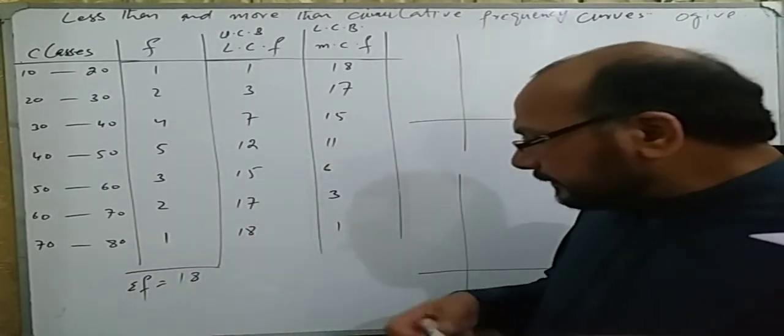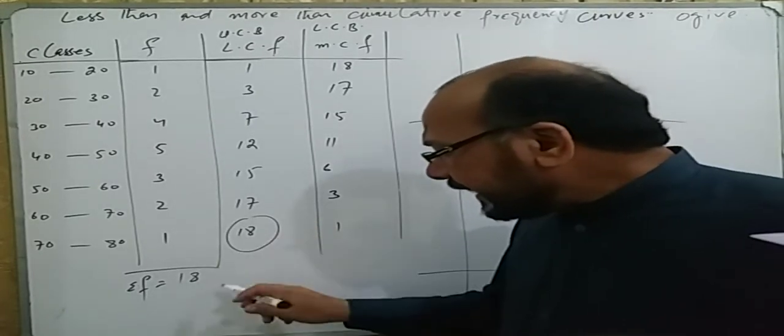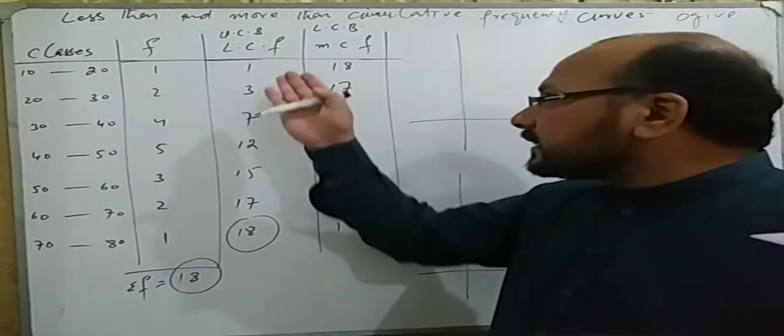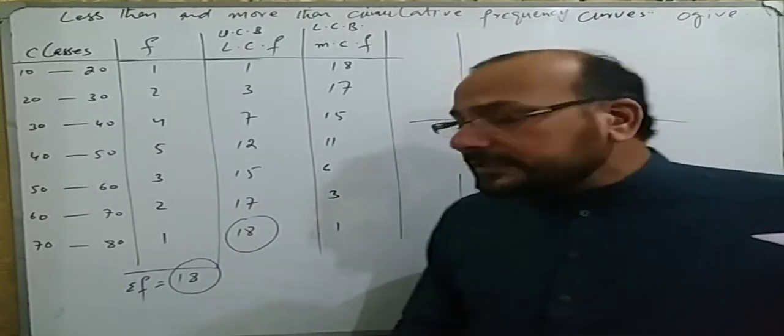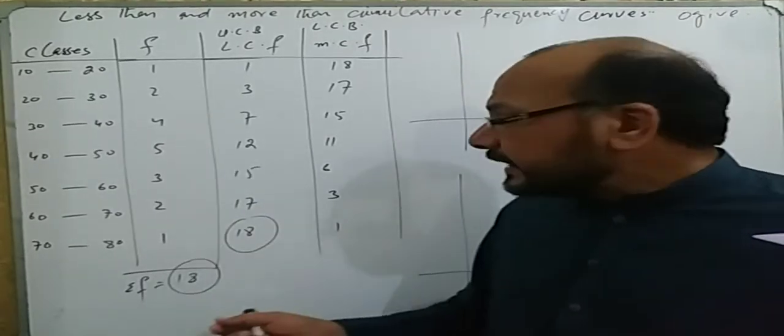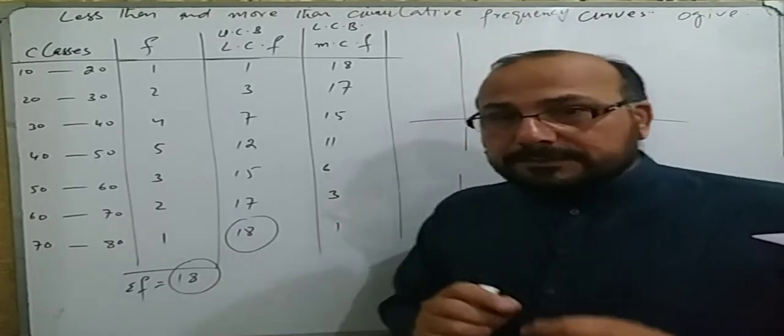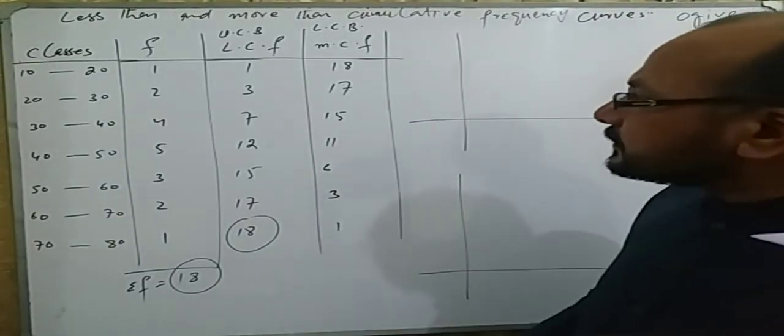So the summation and the last component of the less than cumulative frequency are the same. If they are the same, it means your calculation is correct. If not, it means something is wrong in the calculation.